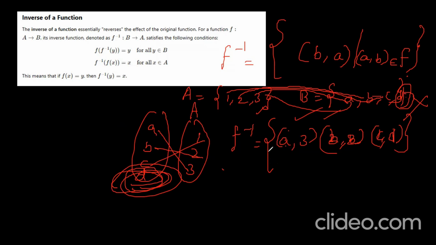Say F maps A into B is an injection, and then inverse relation is a bijection from F of A to A. Okay. If F maps A into B is a bijection, then inverse relation is also a bijection. And similarly, F of F inverse Y is equal to Y for all Y belongs to B, and F inverse of F of X is equal to X for all X belongs to A, like that they took.